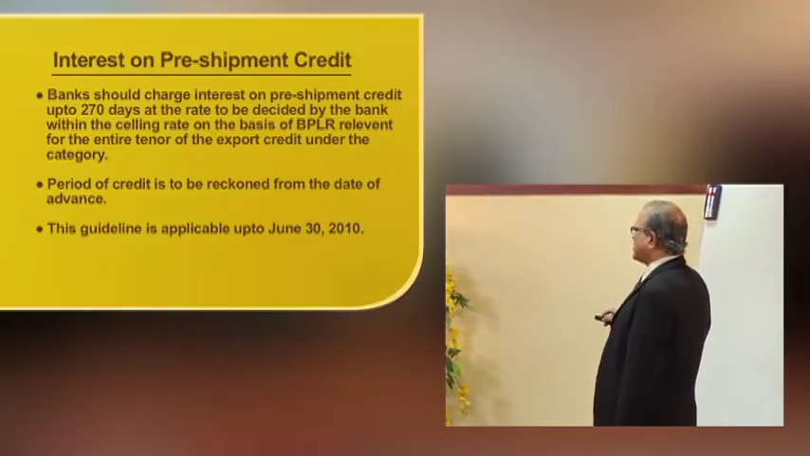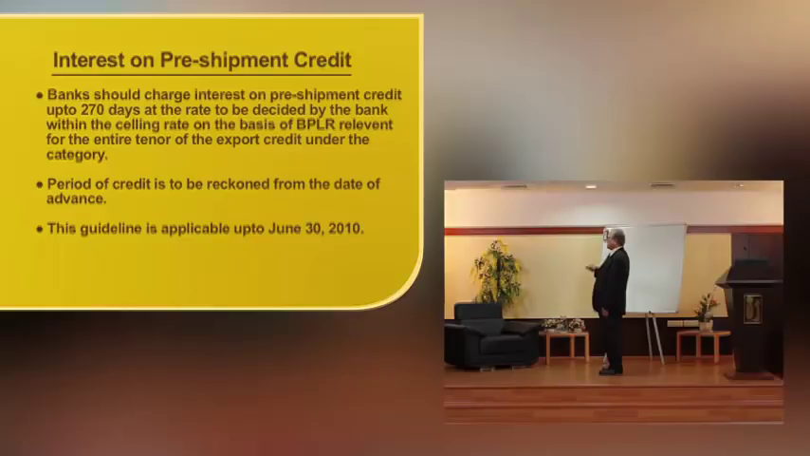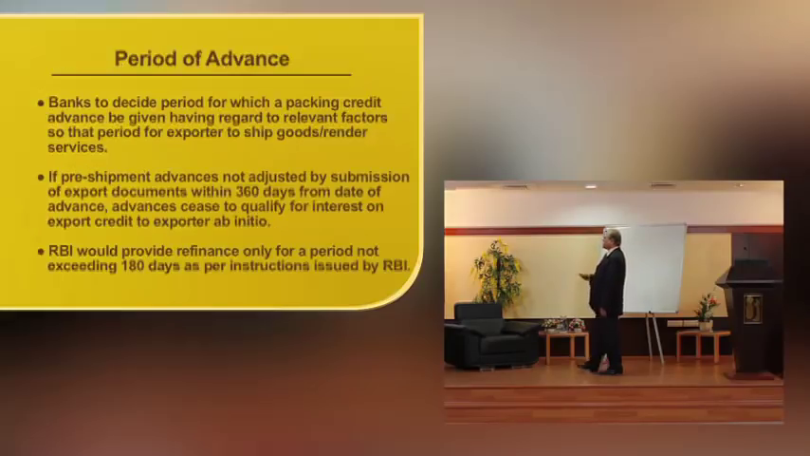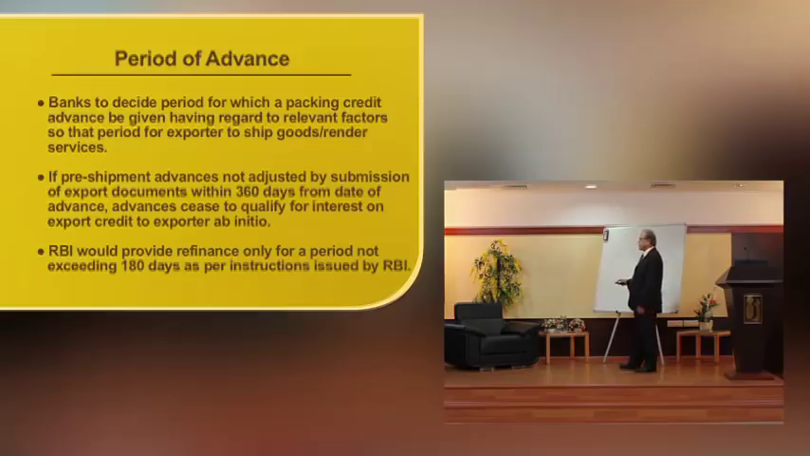Now let us look at this important point. 270 days is the cutoff date for the purpose of interest concessions. Okay? Now let's move next. Banks to decide period for which advance. So that means banks have been delegated the authority to decide the period.